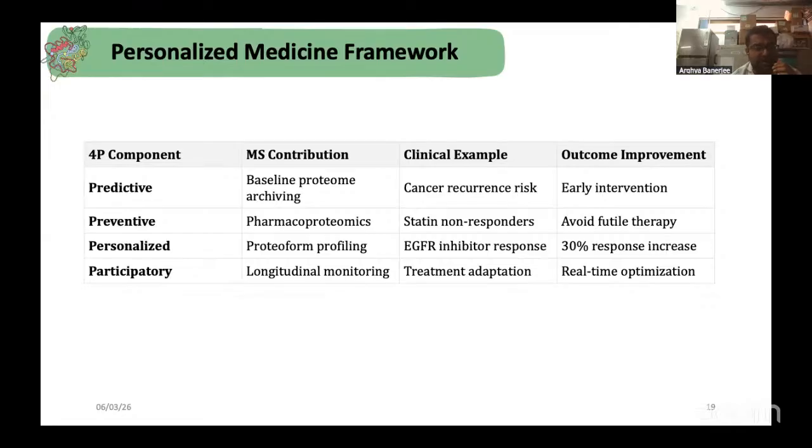First is predictive, then preventive, personalization, and participation. What is the contribution of the mass spec to it? You can detect the baseline proteomes. It can further help in the preventive step after understanding which proteins or metabolites are dysregulated. You can perform pharmacokinetic proteomics, like which drugs work best for this kind of disease.